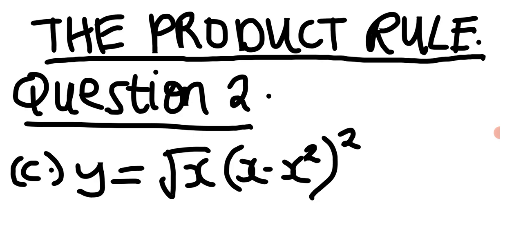And in this video, we are going to answer the product rule, question 2C, which reads y is equal to square root of x multiplied by x minus x squared raised to the power 2. If we remember from the other videos, they were saying find dy dx using the product rule. So you have been restricted to use the product rule. So to answer this question, we are going to use the product rule.